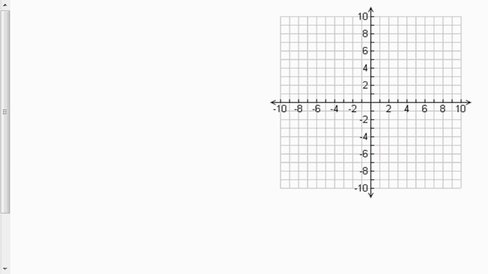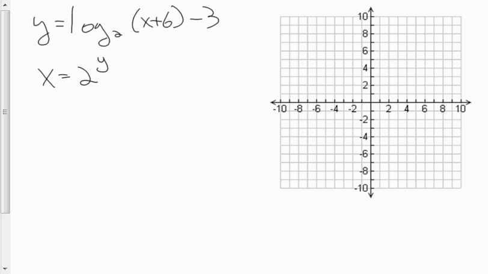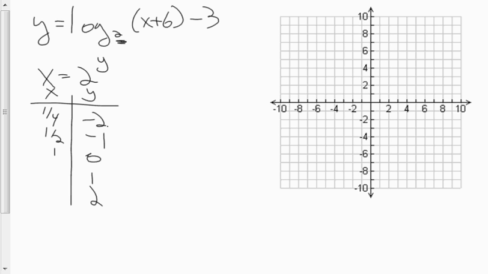Okay, for number 12, same deal. If we're going to graph log base 2 of (x plus 6) minus 3, we're going to look at the exponential x equals 2 to the y, 2 because it's base 2 now. So as always, we're going to start with the nice y values. So 2 to the -2 is a 4th, a 1/2, 1, 2, 4.